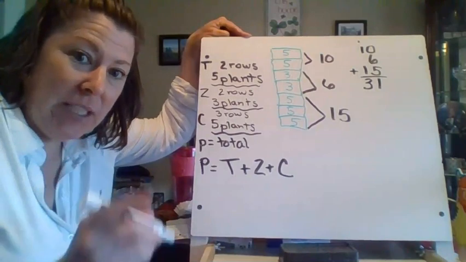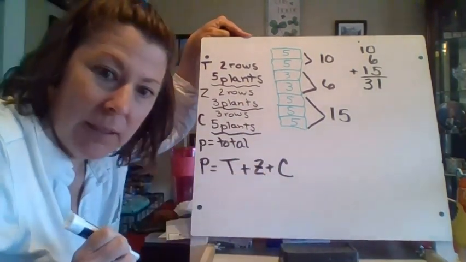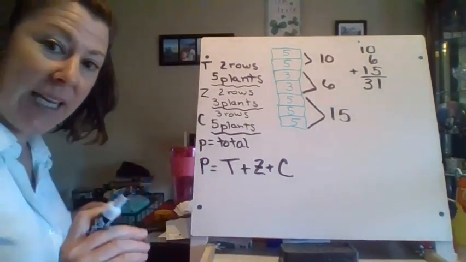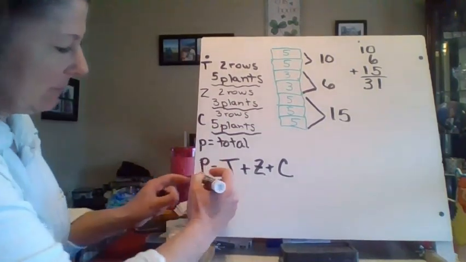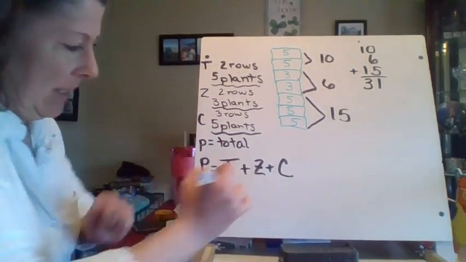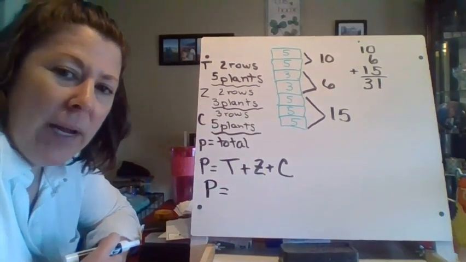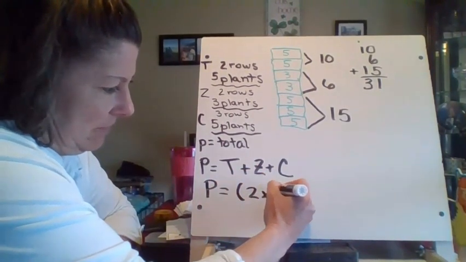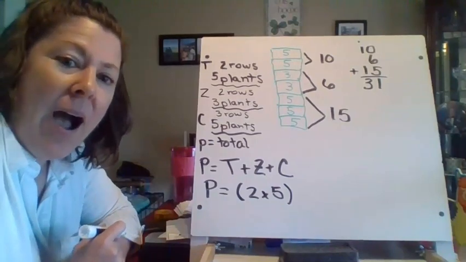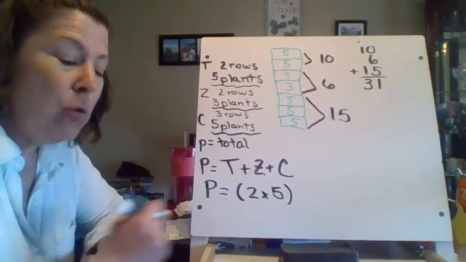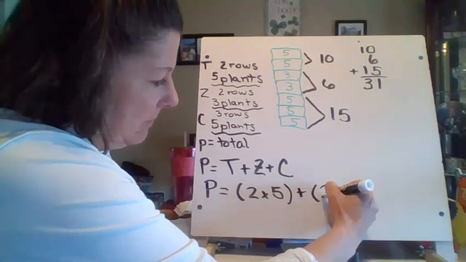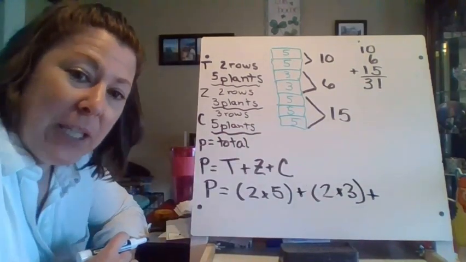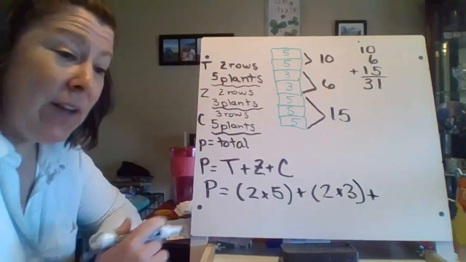But again, here's my challenge. I'm going to put a little line through my Z so we don't interpret that as a 2. My challenge is in writing the equation. So think about the tomatoes. What do I have? I have 2 5s. Think about my zucchini. I have 2 3s. And then I have my cucumber, which I have 3 5s.